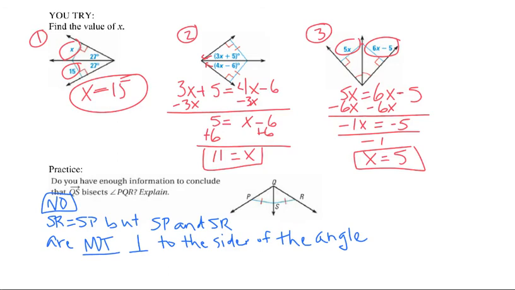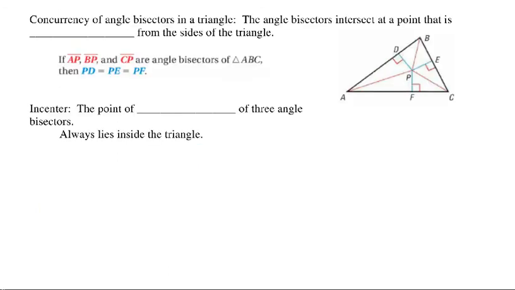This is where the point of concurrency comes in. With angle bisectors, where three angle bisectors intersect, it will always be inside the triangle, and it's called the incenter. So the concurrency of angle bisectors in a triangle: the angle bisectors intersect at a point that is equidistant from the sides of the triangle.